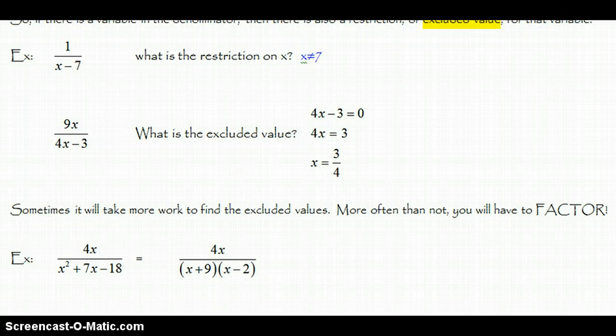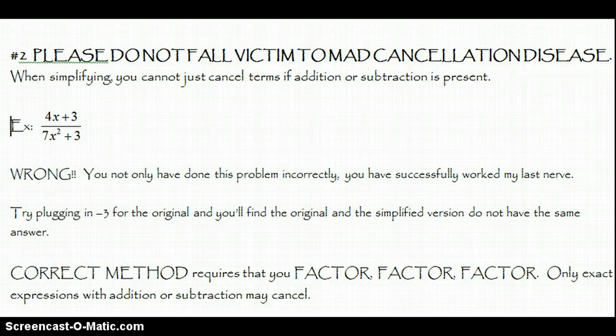We want x to not equal whatever it takes to make it equal 0. So x should not equal -9 or +2. And those would be our excluded values. Rule 1, can't divide by 0.